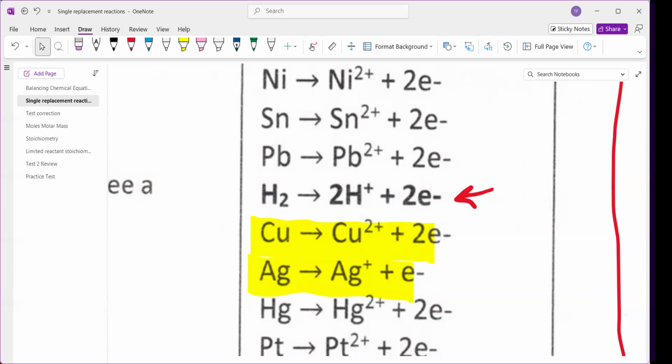Okay, so if you have, instead of a metal in this reaction here, hydrogen acting as the metal, and H plus acting as the salt cation. So you'll be working with acids today and tomorrow. Mostly sulfuric acid, H2SO4. Everything else is a metal, except for the H2, 2H plus, 2 electrons.